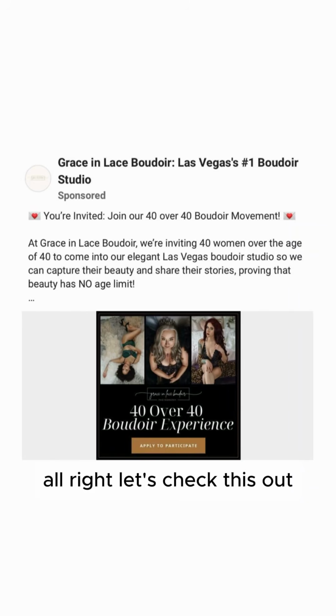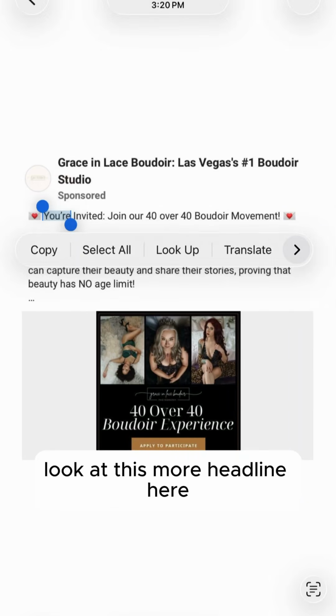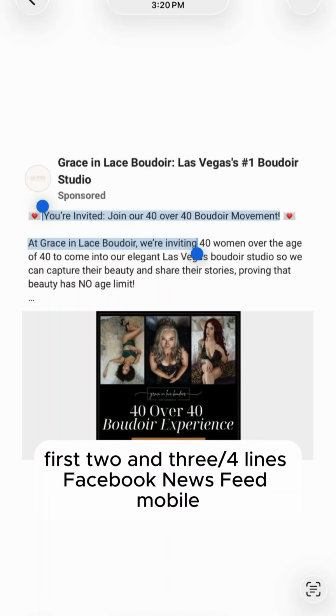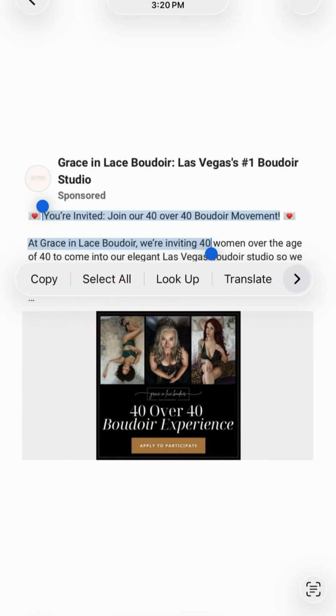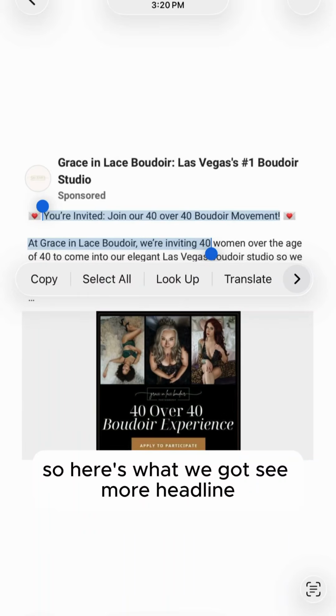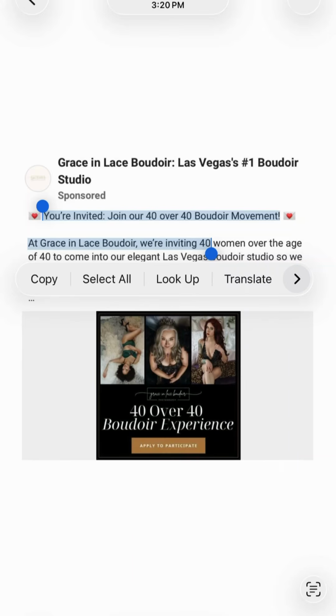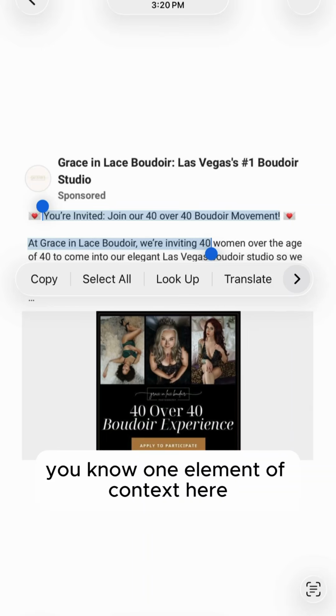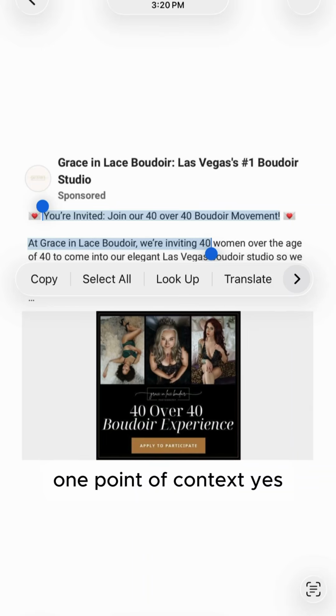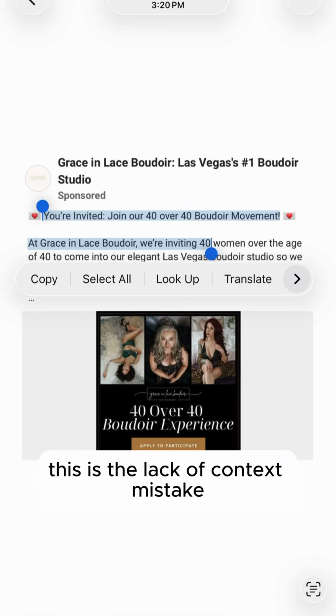All right, let's check this out. Look at the See More headline here. First 2 3/4 lines, Facebook newsfeed mobile. So here's what we got. See more headline: You're invited. Join our 40 over 40 boudoir movement. Business boudoir 40. All right. So we got one element of context here, 1 point of context. Yeah, it's just a lack of context mistake.